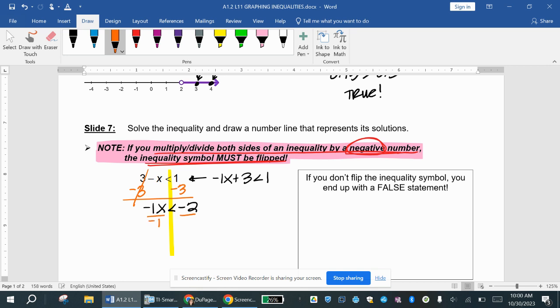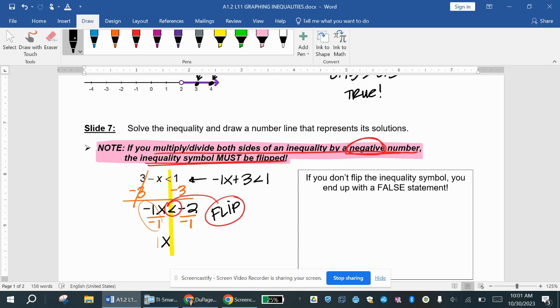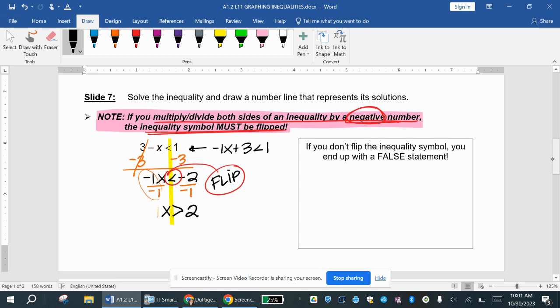If I divide both sides by a negative, you notice how the variable was negative, so in order to get rid of the negative 1, I had to divide it with itself. So negative 1 divided by negative 1 is positive 1. I have to flip the inequality. Flip this guy. So instead of it being a less than, it becomes a greater than. And then negative 2 divided by negative 1 is positive 2. So think about what this means. This means that any number to the right of 2 is a solution.